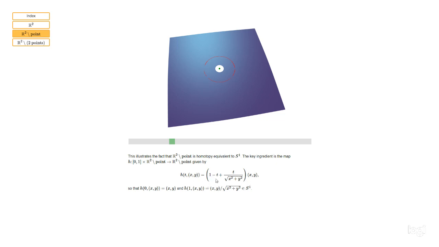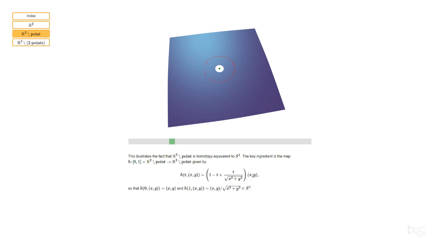The scalar is 1 minus t plus t over root x squared plus y squared. At t equals 0, the last term goes away, and the 1 minus t term is just equal to 1, so h0(x, y) is equal to (x, y). So h0 is the identity. On the other hand, at t equals 1, the 1 minus t is just 0, and so what we've got is (x, y) divided by root x squared plus y squared.